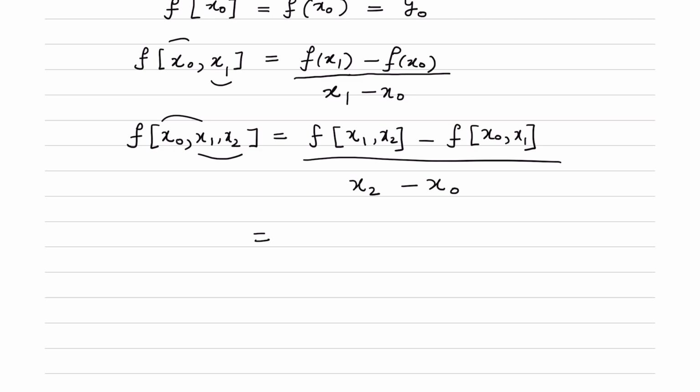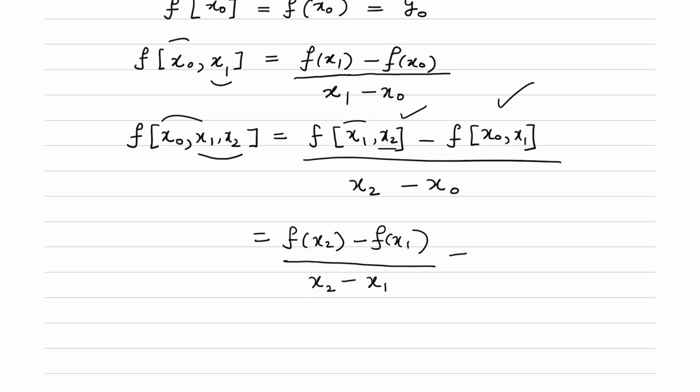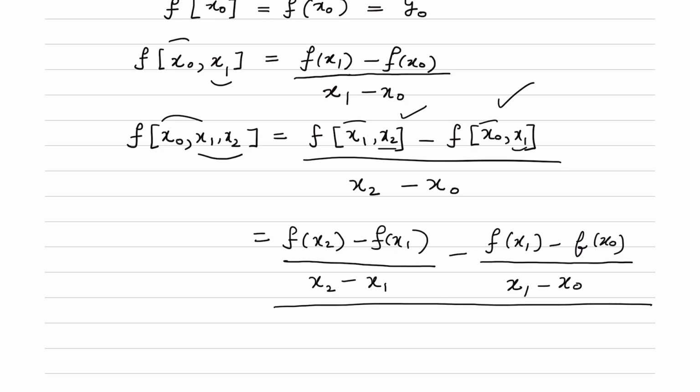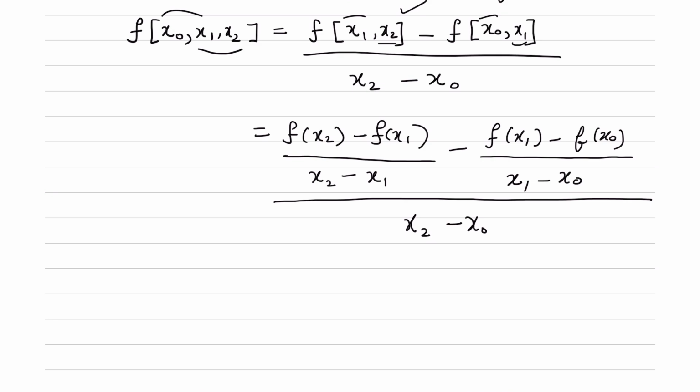We can further open this up. This f on x1 and x2, there are two x values inside. So whenever there are two values, you break it as f on the last minus f on the first, divided by last minus first. Now let's define f[x0, x1]. Inside the square bracket there are two x values, so you break them as 1, 1. F on the last minus f on the first, divided by last x, which is x1, minus first x, which is x0, whole divided by x2 minus x0. We can further take LCM, but this is simplified.